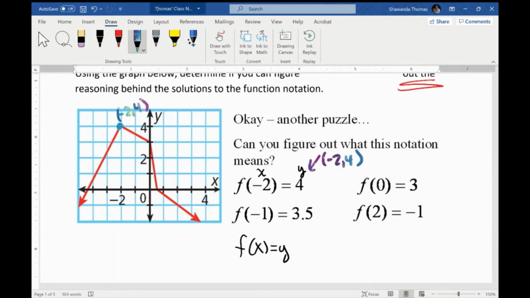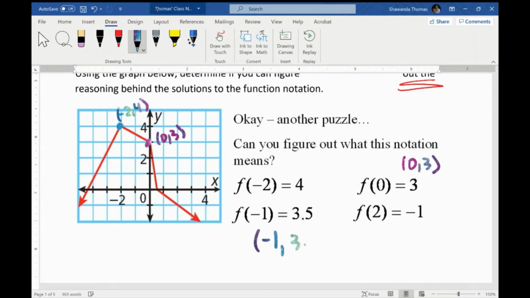f of 0 equals 3 corresponds to the point (0, 3) on the graph, right here. f of negative 1 equals 3.5 corresponds to (negative 1, 3.5) on the graph, right in here. And f of 2 equals negative 1 corresponds to the point (2, negative 1) on the graph. (2, negative 1) is right here.